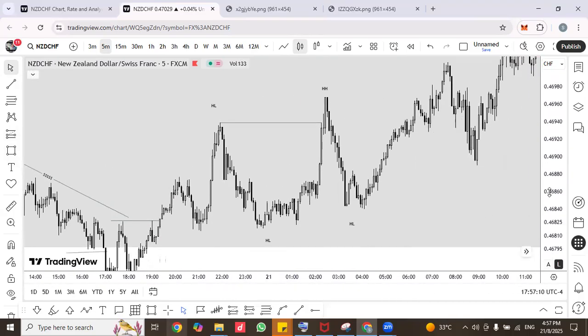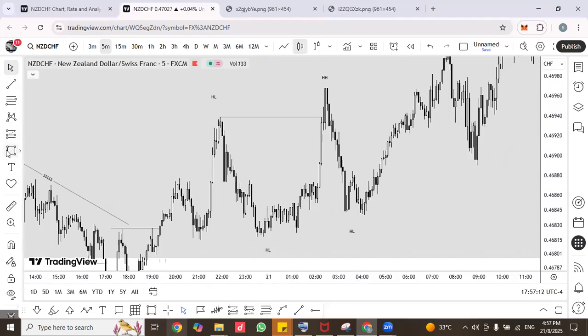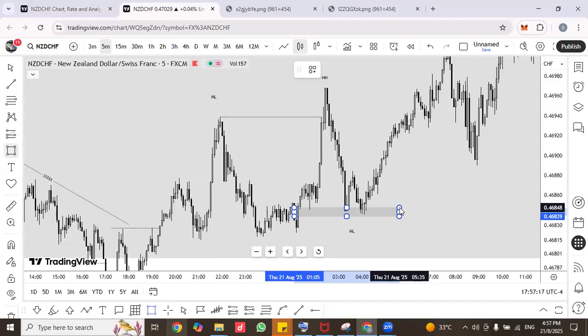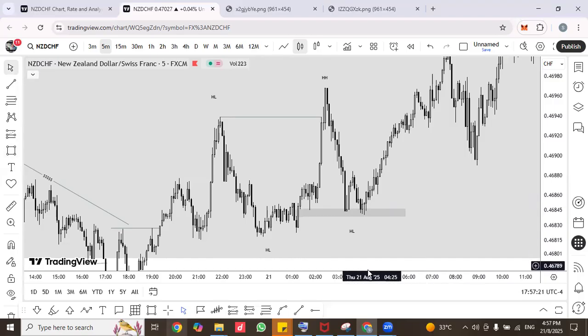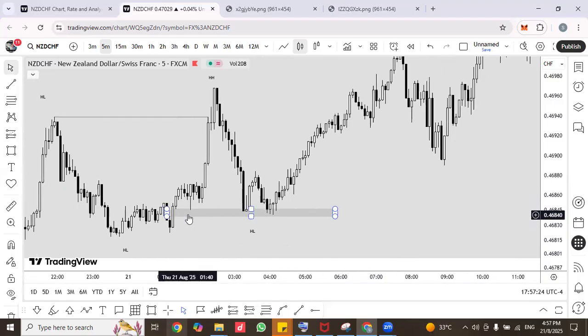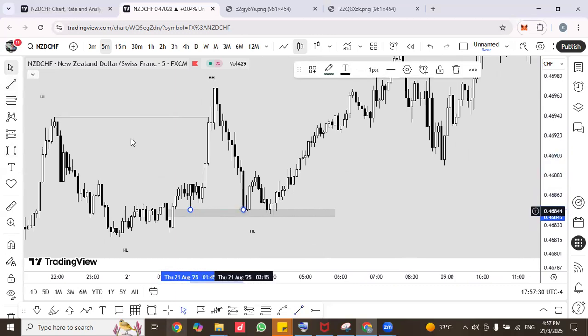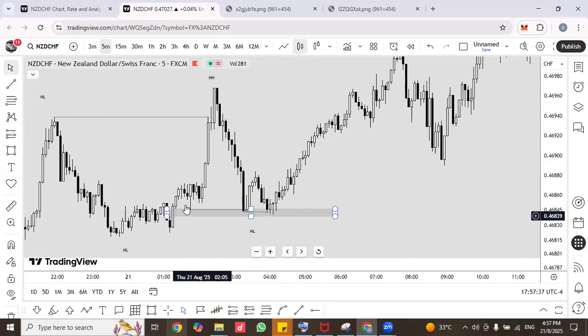Now, price was descending into this region here. This was my point of interest, the fair value gap. Notice that there is liquidity in this region as well. There's liquidity here, and there's liquidity here. And this all took place in the fair value gap region.